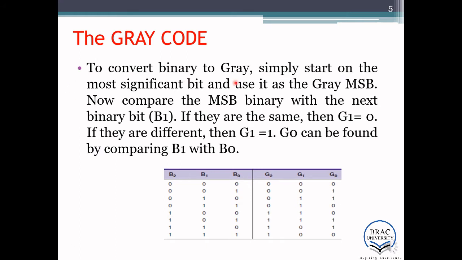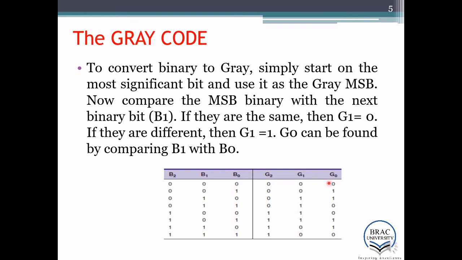To convert binary to Gray, simply start from the most significant bit and use it as the Gray MSB. You have given B2, B1, B0. These are binary bits. You need to convert these bits into Gray code. So how can you do it? This is least significant and this is most significant. Take the most significant bit and use it as the Gray most significant bit. And regarding the other two bits, how do you get G1 and G0?